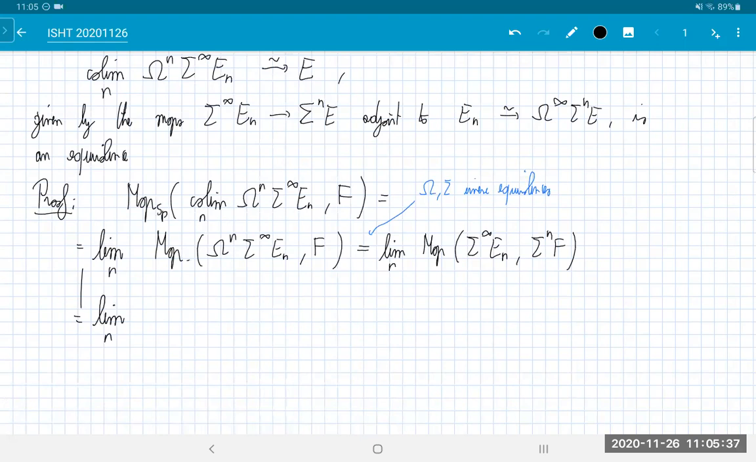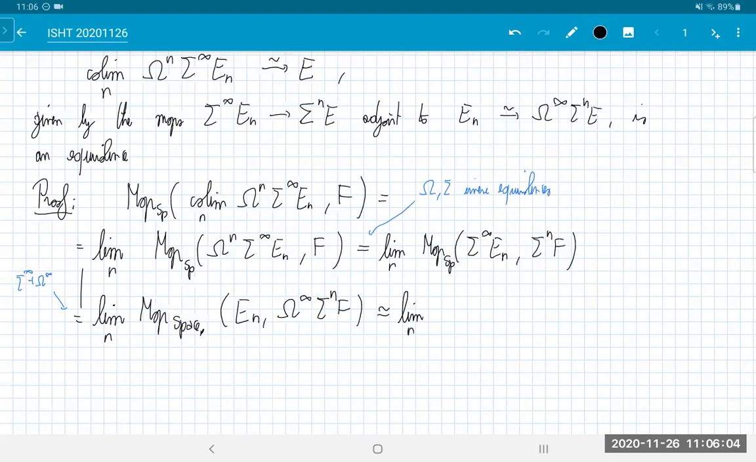So sorry, this is maps in spectra. Because now we can move to maps in pointed spaces. The infinity is sigma^n F. That's here because of the adjunction sigma infinity, omega infinity. But then it is canonically, since sigma^n is the shift and omega infinity takes just the zero space, this is just maps from E_n to F_n.